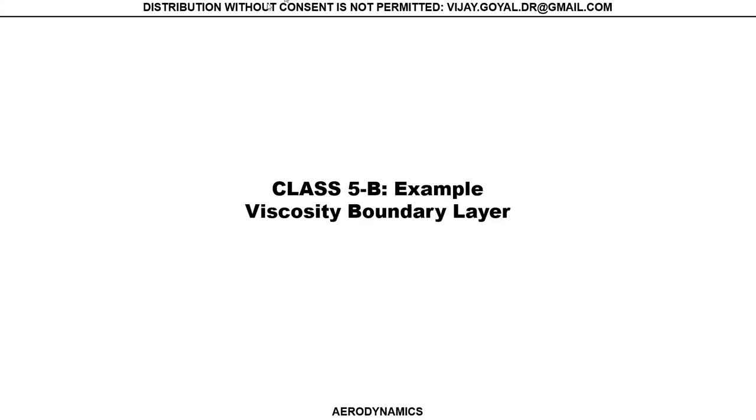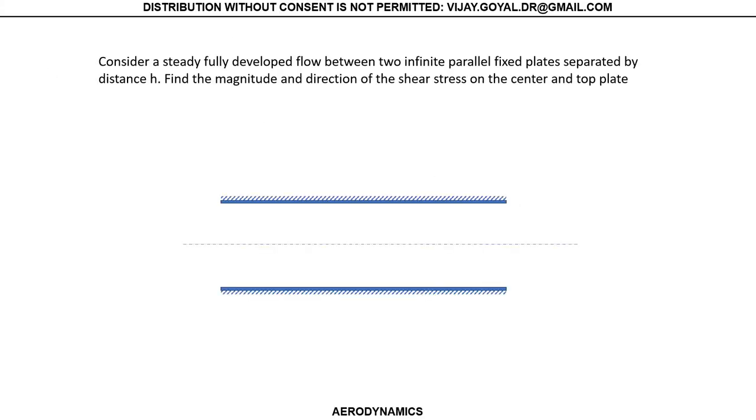So this is example number 1 on boundary layer. So let's go ahead and look at the example. In this particular example, you may want to pause the video and take notes if you need to. What you have in this particular example is a steady flow.